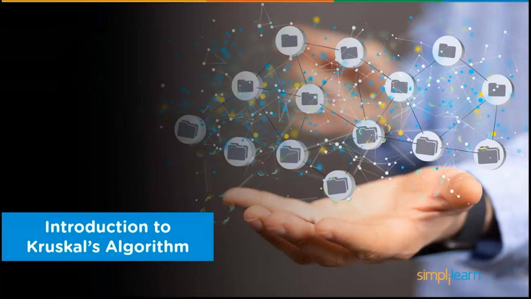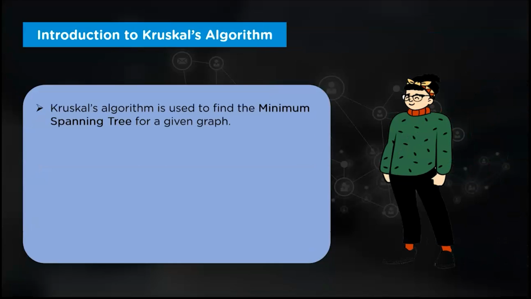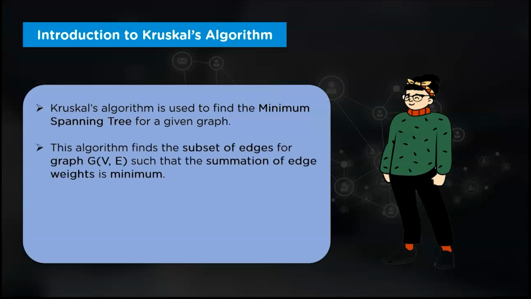Now let's get started with our first topic, introduction to Kruskal's algorithm. Kruskal's algorithm is used to find the minimum spanning tree for a given graph. But what exactly is a minimum spanning tree or MST? Well, a minimum spanning tree is a subset of graph G having the same number of vertices as graph G and edges equivalent to the number of vertices minus 1.